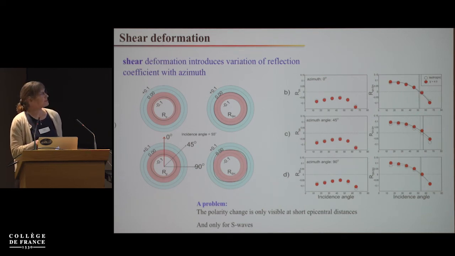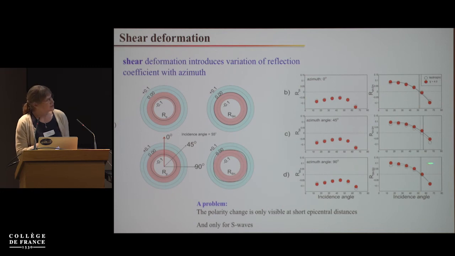The problem is that this seems to be only for S waves, so we can only see that effect for S waves, and we can only see it for very small distances, which is the large angles of incidence over here. But for the distances that we usually use, we don't see that.